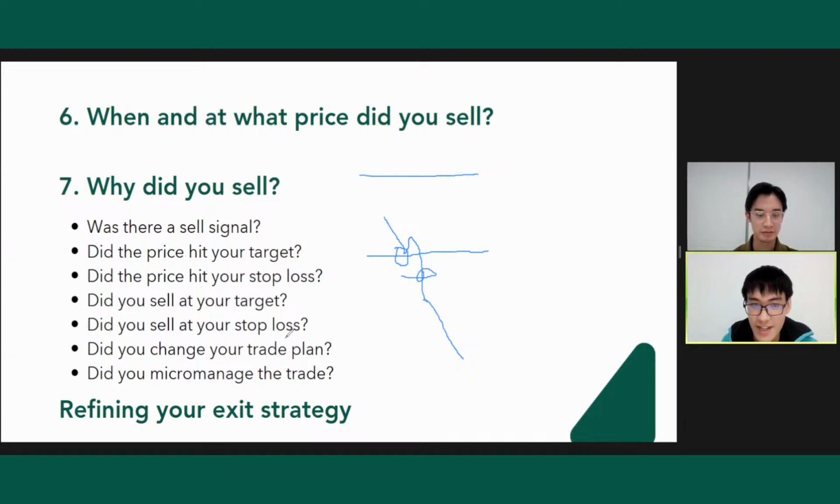Yeah, exactly. So here, what Franco basically said is this: changing your trade plan. Franco was supposed to play ICT for a bigger picture move, right? But he micromanaged the trade into a short-term trade once he saw a bearish signal. That was a terrible mistake. So that's what we're saying, right? You really have to reflect on why you sold. Was it the right decision to sell, or was it not, right? And basically with that, you're refining your exit strategy, right?